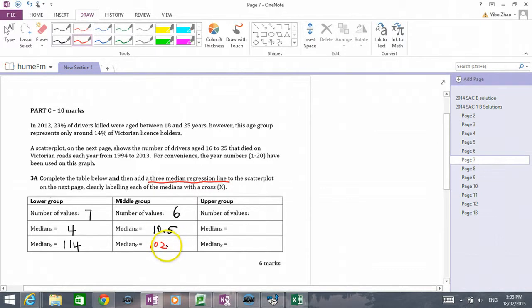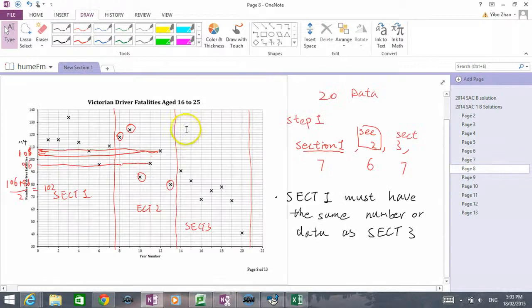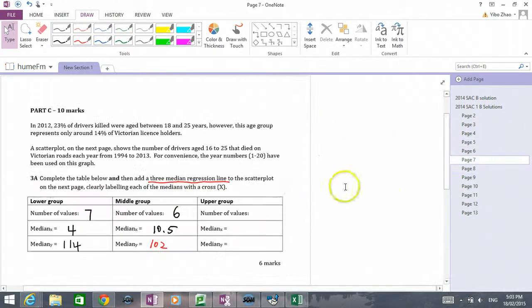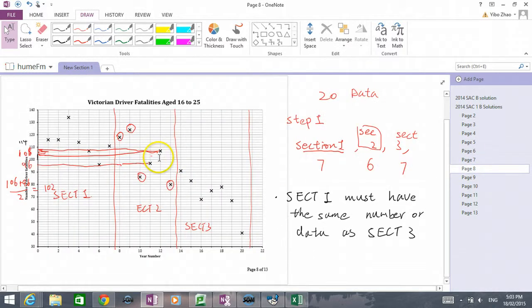Then I do the same thing for section 3. Remember, the median-median regression has 3 sections, and I need to find the horizontal median and the vertical median. Now let me erase this. Let me erase all this.